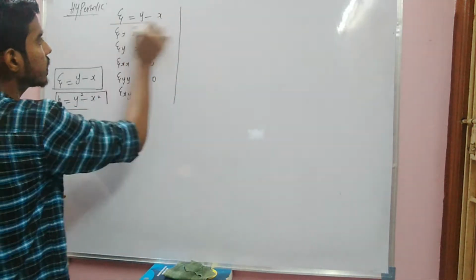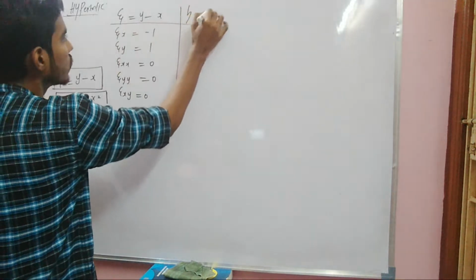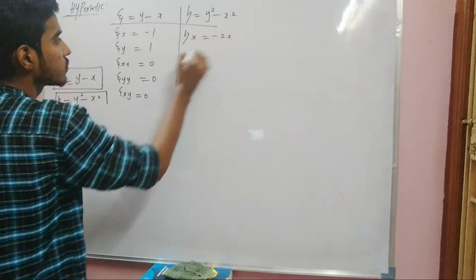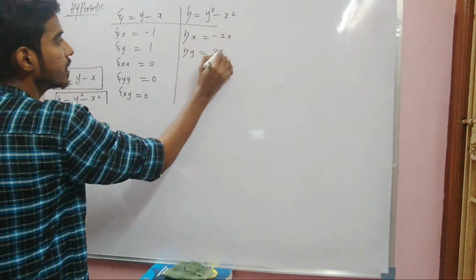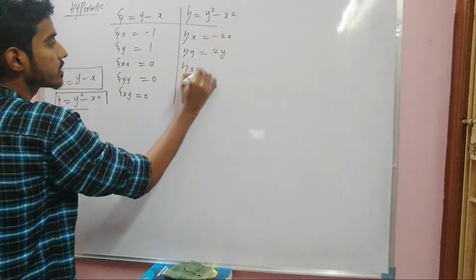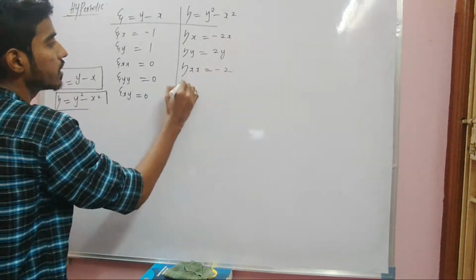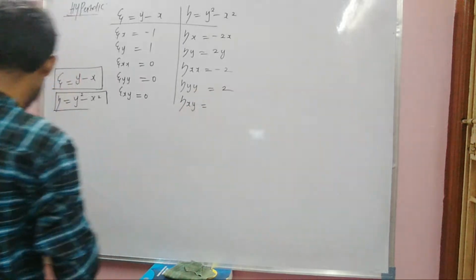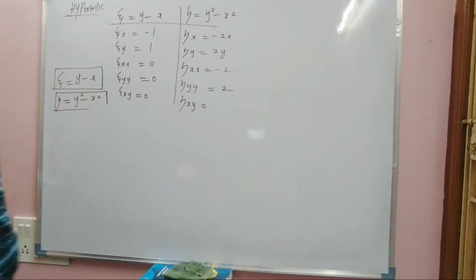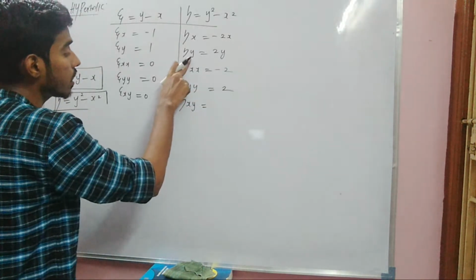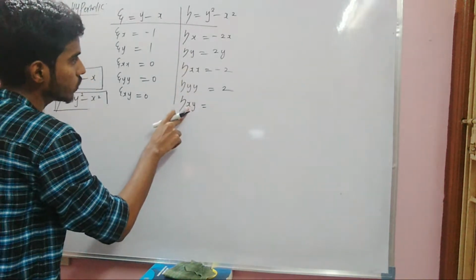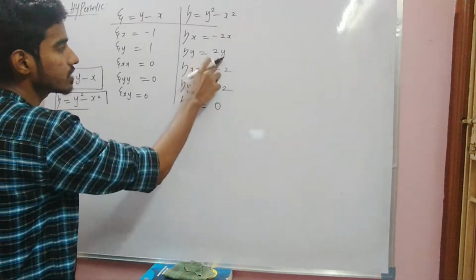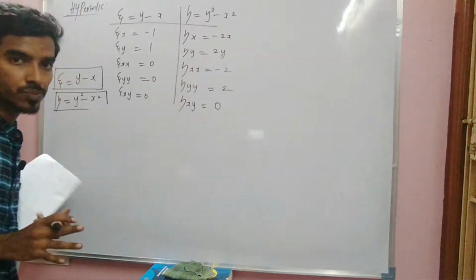So we have eta. Eta is equal to y square minus x square. So our eta x will be minus 2x. Eta y will be 2y. Eta xx is minus 2, eta yy is 2, eta xy, so what will be my eta xy? We have to differentiate eta y with respect to x, right? Eta y with respect to x, again it will be 0, because in eta y we don't have an x term here.